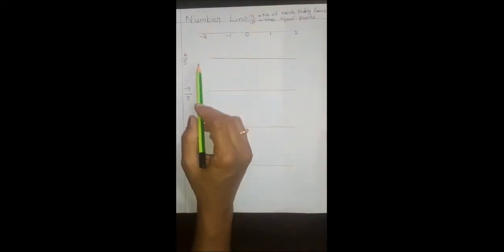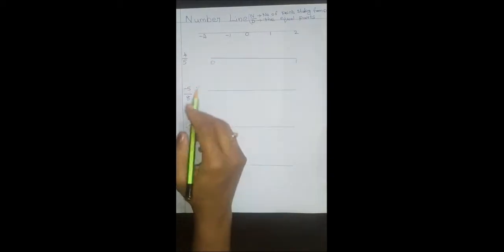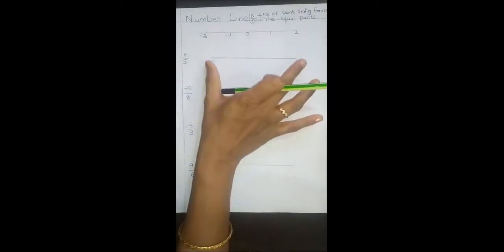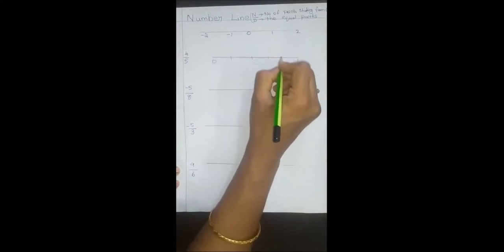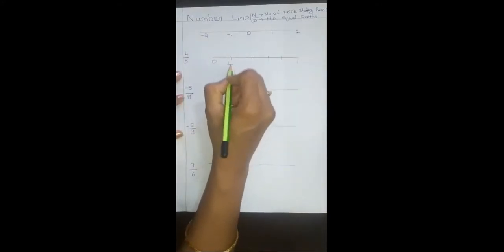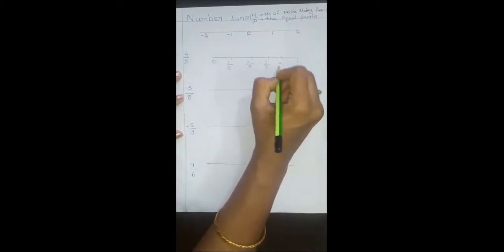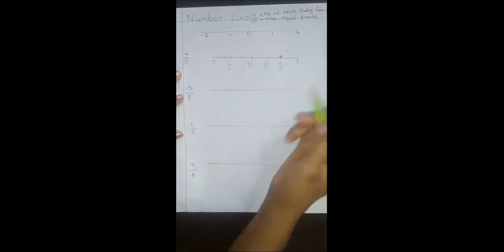Here I have 4 divided by 5. This is positive and also a proper fraction. So, this number lies between 0 and 1. Let's write 0 and 1. As I said before, the denominator tells us the number of equal parts. So, this portion should be divided into 5 equal parts. Now, I will mark this. 1 divided by 5, 2 divided by 5, 3 divided by 5. This is 4 divided by 5. So, we can mark this 4 by 5 here.